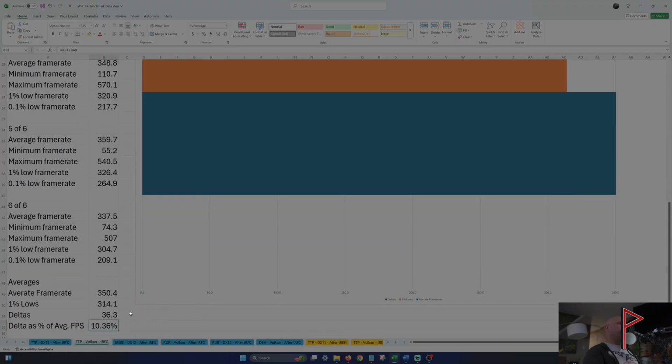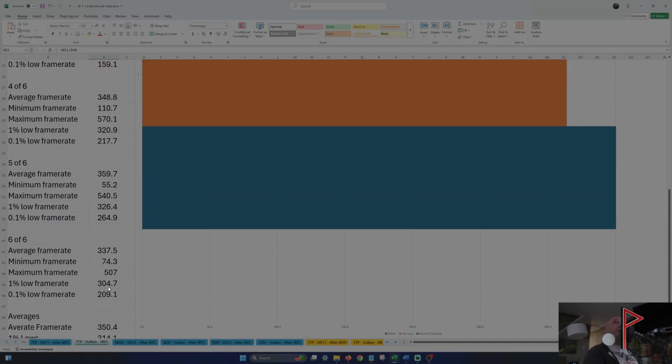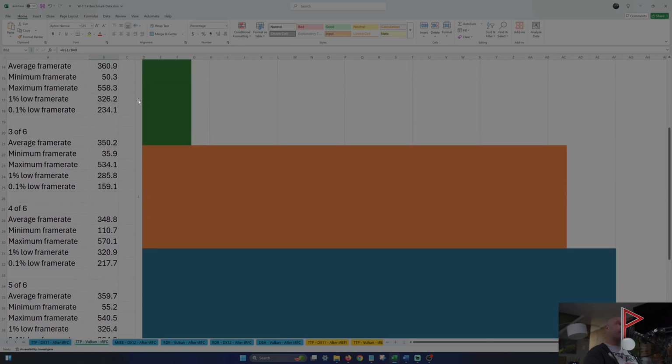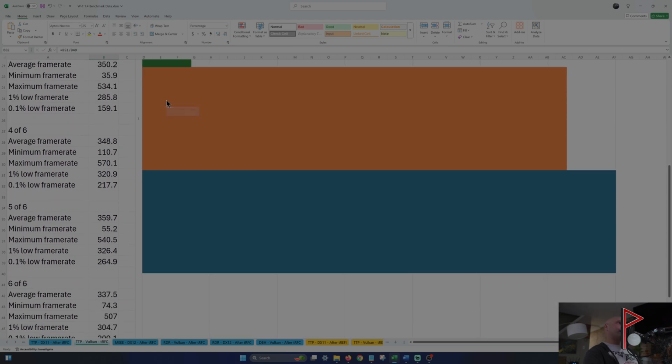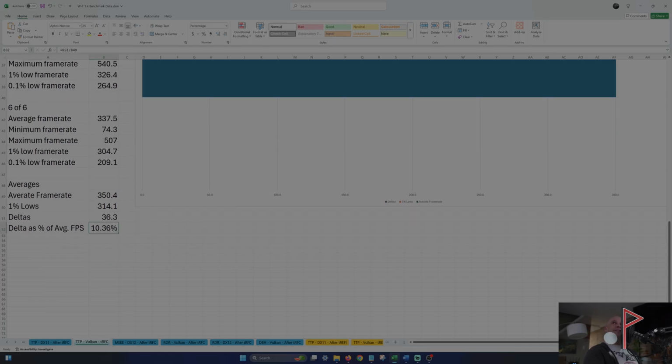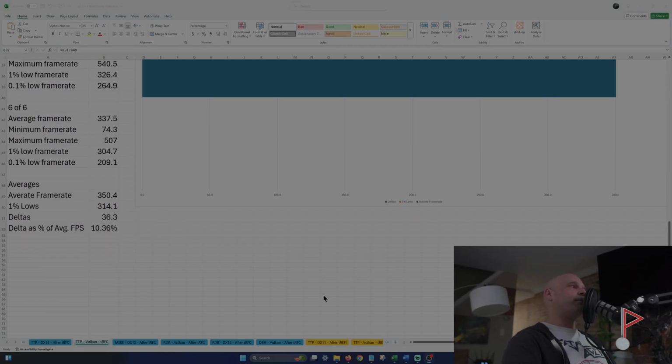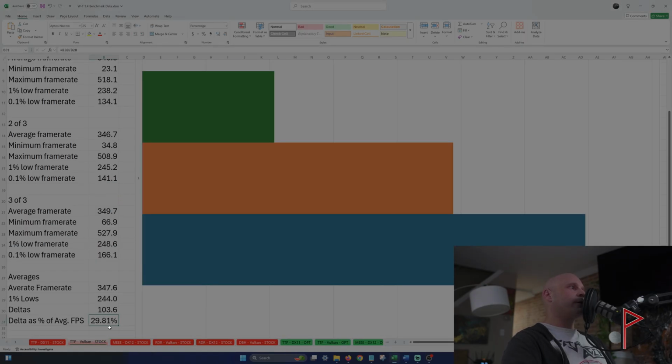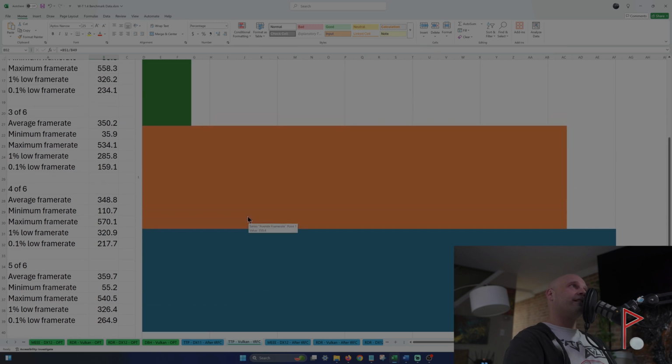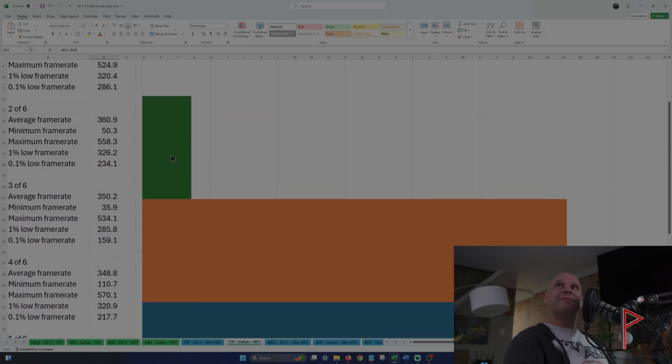In Vulkan, we took it all the way down to 10% delta. Look at that tiny green bar there. You don't even notice it. Compare that to the stock Vulkan setting for Talos Principle, 30%. We went from a 30% delta down to only 10%, primarily due to one refresh timing.